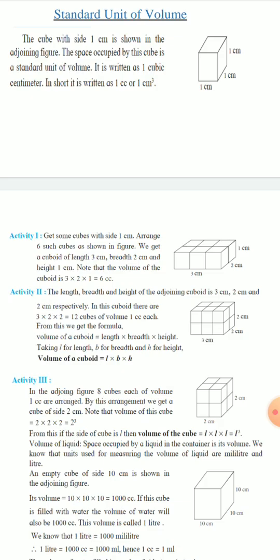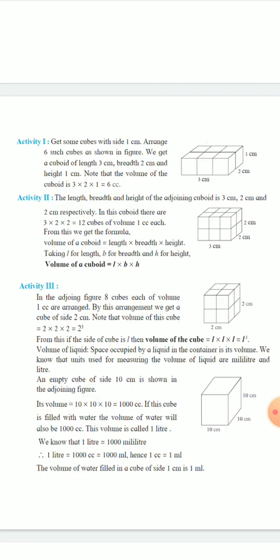In order to calculate the volume of a liquid, we know that the units used for measuring the volume of a liquid are milliliter and liter. Milliliter is the smallest unit and liter is a bigger unit. I will take an empty cube of side 10 centimeter. Length, width and height are 10 centimeter by default. So as per the formula, the volume of this cube becomes 10 into 10 into 10, that is 1000 cubic centimeter.